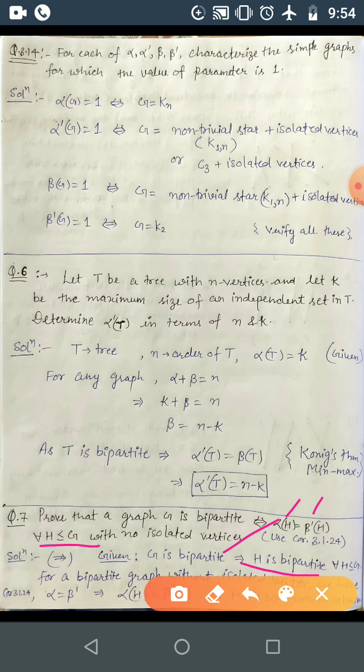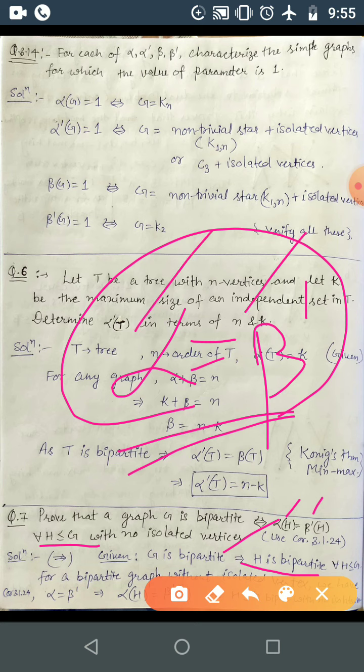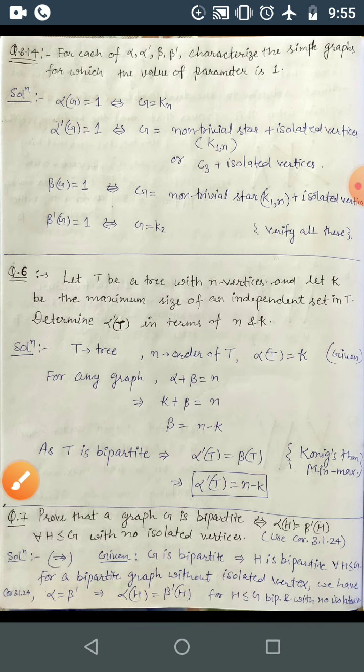For a bipartite graph without isolated vertex, we have Koning's corollary, that is alpha is equal to beta dash. For a bipartite graph without isolated vertex we have corollary 3.1.24 I think. H is bipartite without isolated vertex, so this is true for H as well. So H was arbitrary, so this is happening for all the subgraphs of G with no isolated vertex. Okay, now this is done.